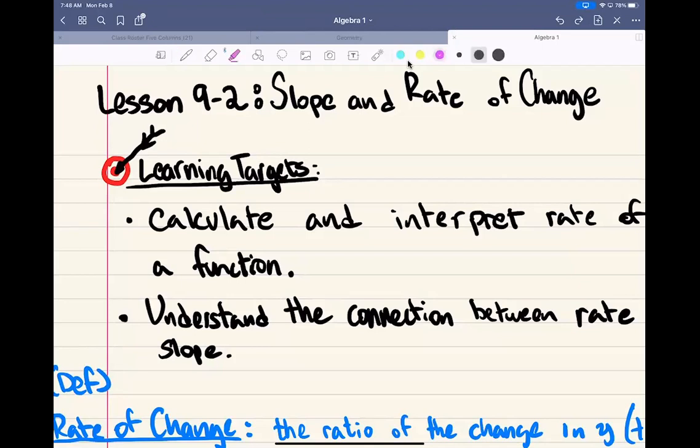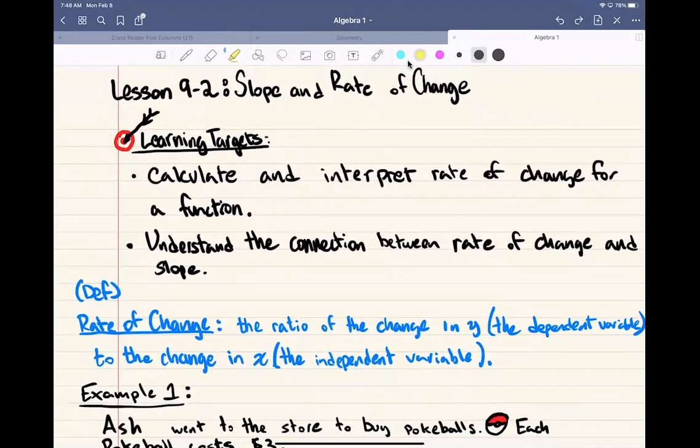We're going to continue our lesson on slope. So we're in lesson 9-2, slope and rate of change. This is going to be a lot of writing for you guys, just FYI, and it's only going to be one example today, but hopefully by the time we see more and more examples in class, we'll be better at writing functions, right? Our learning targets for today are to calculate and interpret rate of change for a function and understand the connection between rate of change and slope.